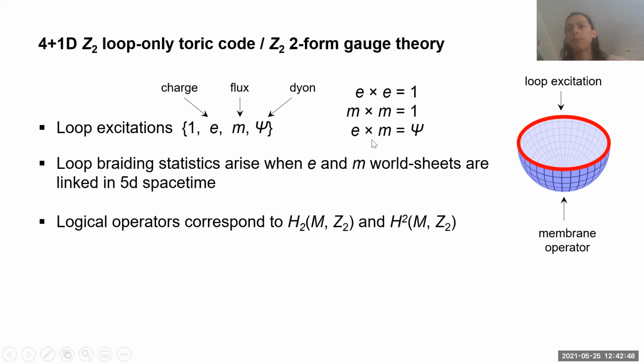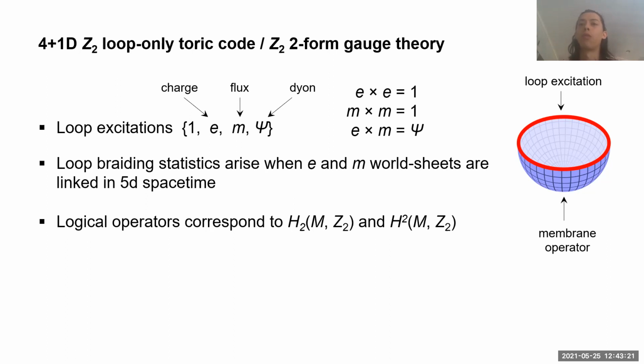And so basically, the fusion structure of this theory is essentially fully analogous to the 2+1d toric code, just that all of these excitations are now loops instead of point-like particles. And of course, these loops are created at the boundary of membrane operators acting on the ground state. So in this loop-only topological order, there's an analog of mutual braiding statistics.